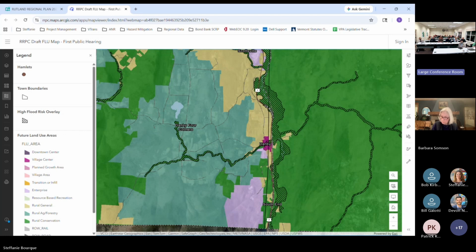If you don't, that is completely up to you. If you want to build a house, if you want to do anything on your land, you can do that. You will have to follow your local land use regs. In Mount Tabor, you don't have zoning, so that doesn't matter. If it activated Act 250, you'd have to go through Act 250. But this map would not limit your ability to do that.